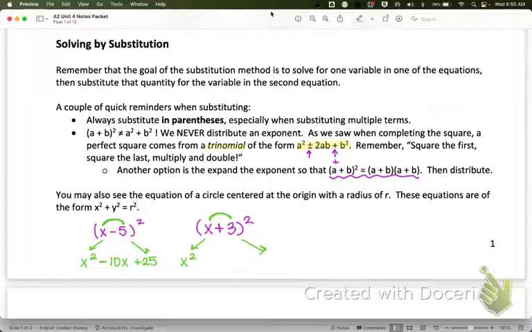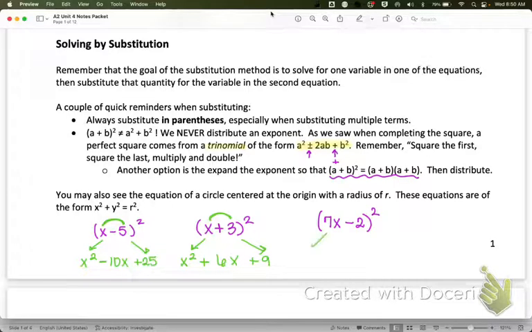x squared, square the first, square the last, plus 9, bring down the plus, and then we multiply and double. x times 3 times 2 is going to be 6x. They can get a little bit uglier if I have something like (7x - 2) squared.